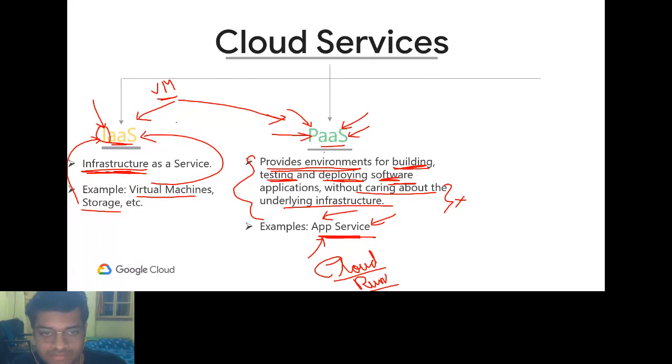IaaS will give you the system, PaaS will give you the environment to build the software, and the third one, that is SaaS, software as a service, will give you the software itself. This is your Canva, this is your Microsoft Office.